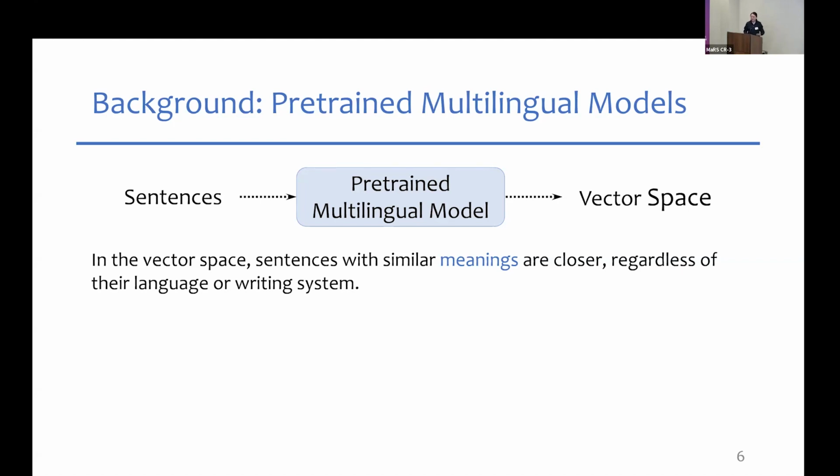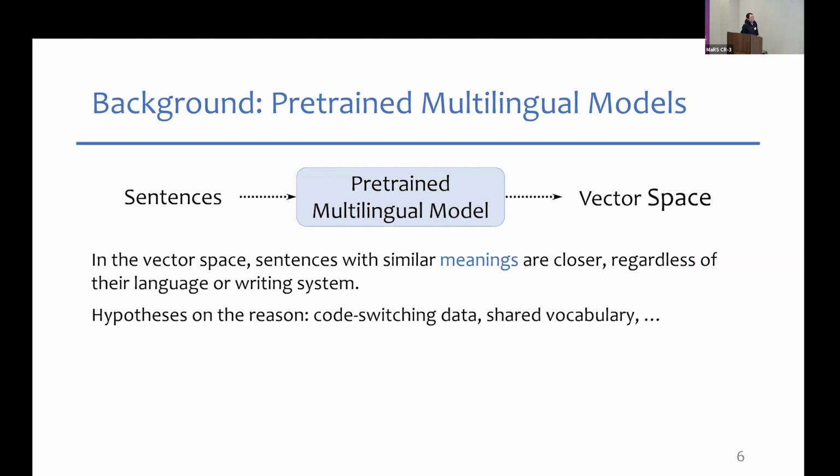So think about, you have a sentence in English and a translated sentence in, for example, Russian or Mandarin Chinese, which are in different writing systems. They are encoded into very close vectors in the shared vector space. And there are, of course, a few hypotheses of this amazing ability that's not actually expected.